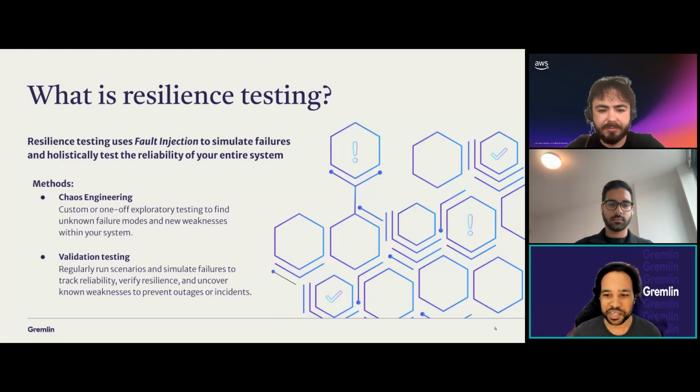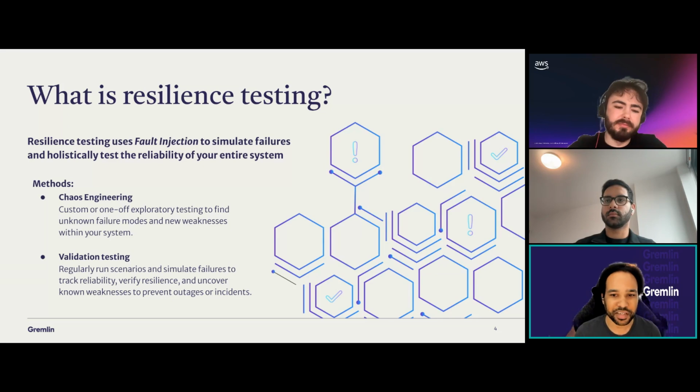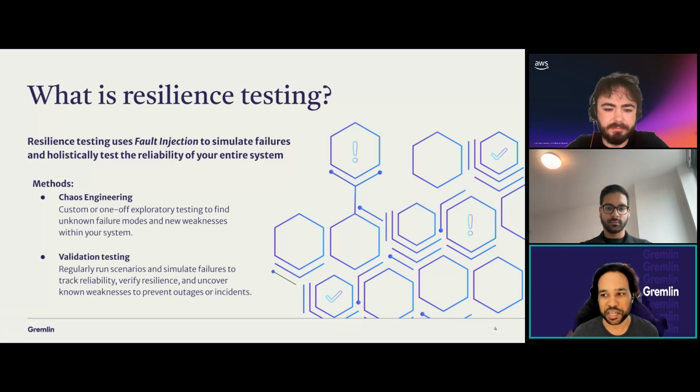So to jump right into it, it's helpful to have some context around what resilience testing is exactly. Resilience testing is built on a process called fault injection, where we simulate failures on systems in order to test their reliability holistically. If you haven't heard of it before, fault injection is exactly what it sounds like. We're intentionally creating faults and failures in a system and seeing how it reacts. This can be anything from consuming excess CPU to testing scalability, or even dropping network traffic to simulate a zone or region outage.